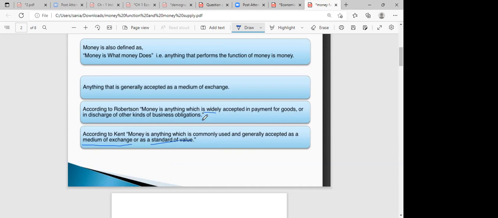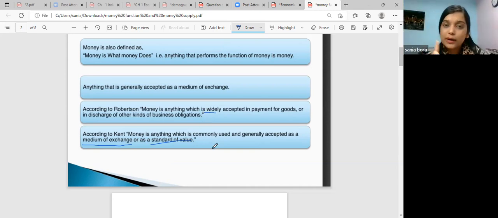Yes, ma'am. Okay, so basically you have two definitions, but you are going to write only one. If you feel the Robertson definition is good, write the Robertson definition. But if you feel the Kent definition is easy and you can remember it for a longer period of time, write that. Because our main motive is to learn and remember for a longer period of time. It's not about mugging, it's about understanding. You can write any one definition. Okay?